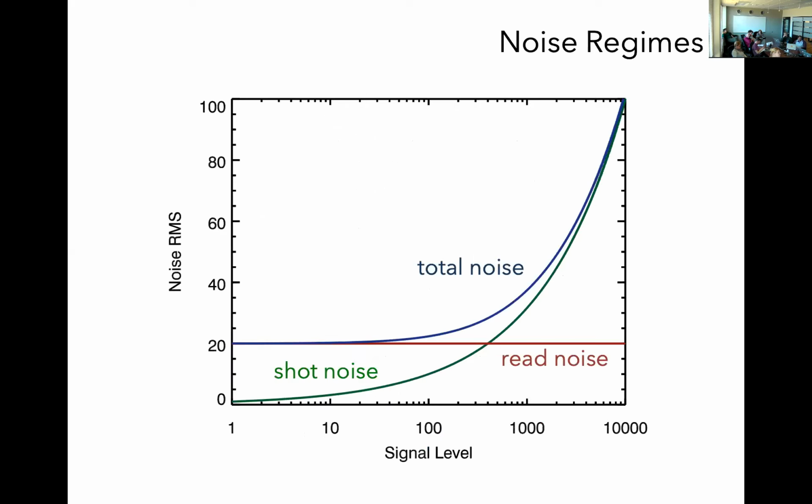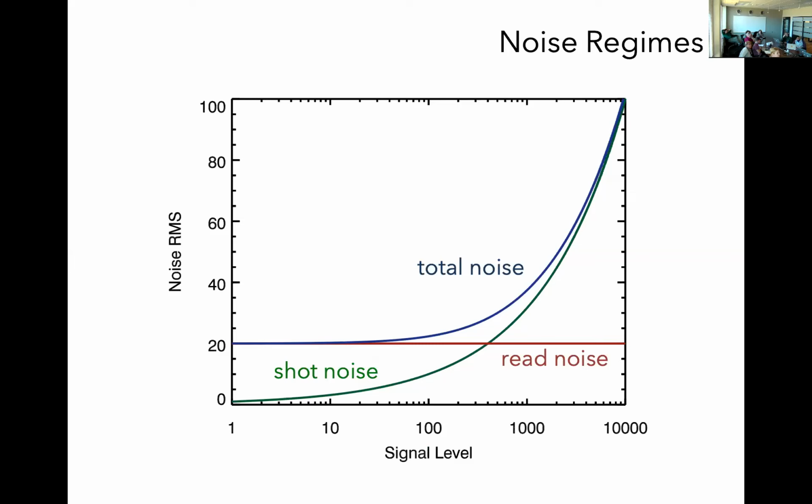So how do these noises combine? Here I plotted, assuming a 20 DN or 20 photon read noise. So that's the red line, just constant at all signal levels. And then for a variety of signal levels going from 1 photon per exposure, pretty low, up to 10,000. So that would give us, theoretically, 1% precision in our measurement. How do those two noise sources combine, and what is our total noise?